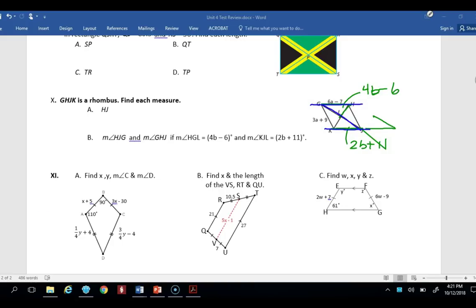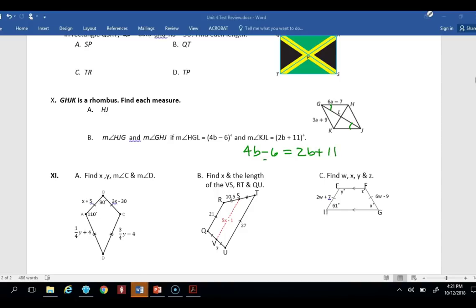And then we got this, which we would call transversal. So this angle is congruent to this angle up here, isn't it? And that means we can set those two angles equal to each other. So that's what we're going to do. We're going to set those two angles equal to each other because this angle right here is congruent to that angle right there. So we got 4b minus 6 equals 2b plus 11.